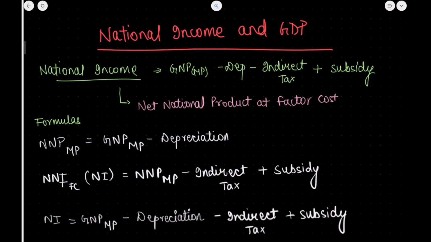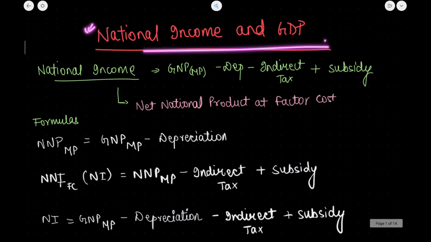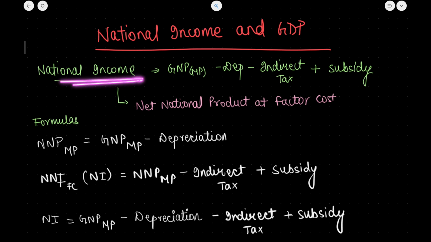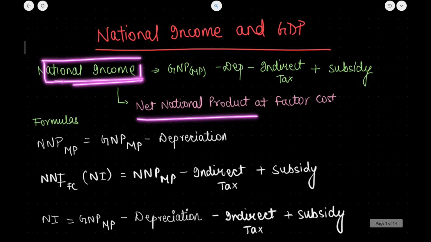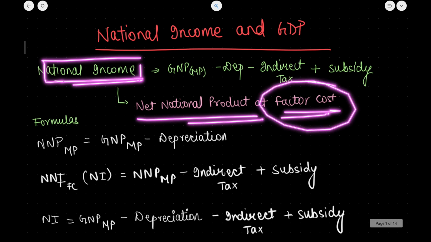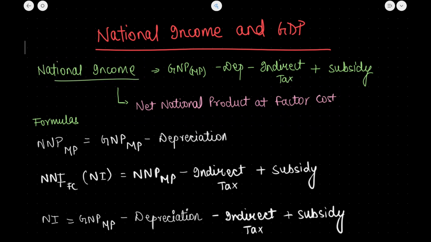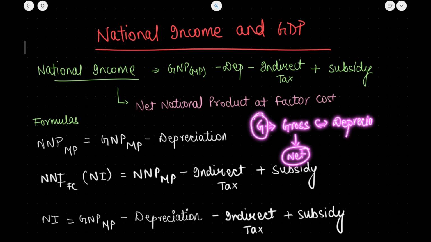Next, let us now read the concept of national income and GDP. So what is known as national income is net national product at factor cost. Now let us dive into the formula that is given. Whenever you see G, it means gross. Okay, and if we have to derive from gross to net, then we would have to subtract depreciation from gross. Whenever we subtract depreciation from gross, we arrive at net.